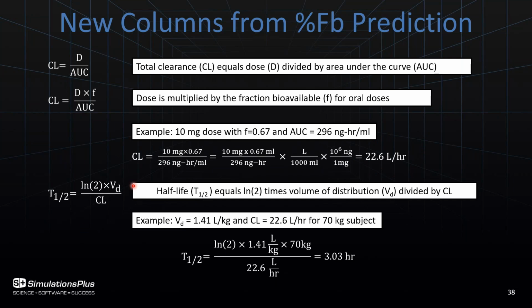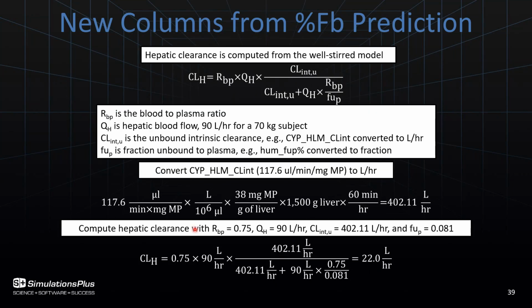For the half-life calculation, it's the volume of distribution divided by the clearance. Again, the volume of distribution is typically in liters per kilogram, and we're simulating a 70 kilogram subject. So we have to multiply that by 70, and then the output is in hours for the half-life.